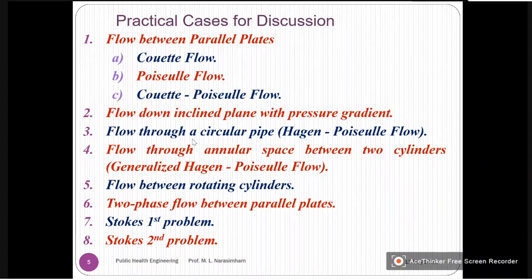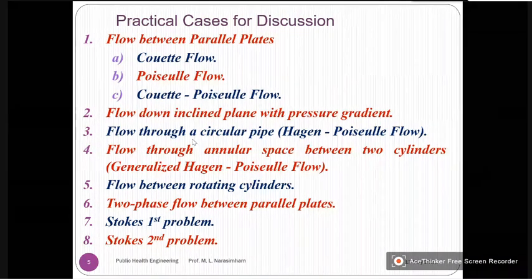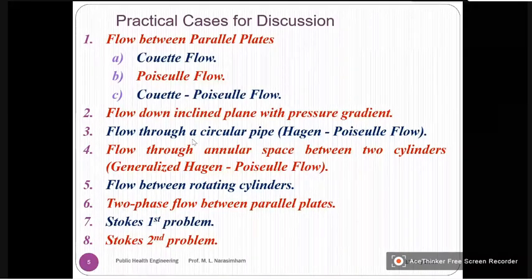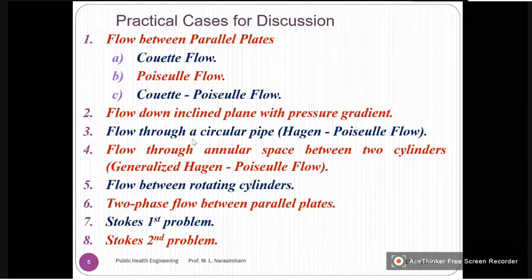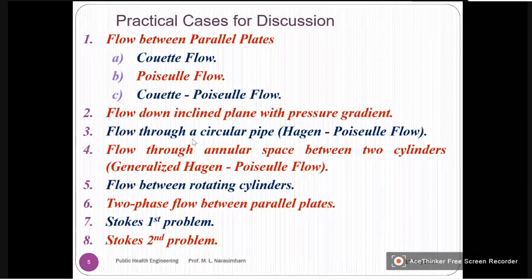Then we will consider flow through annular space between two cylinders. So this is called a generalized Hagen-Poiseuille flow. That means there are two concentric cylinders and the flow is taking place between them. Either the cylinders may be vertical or horizontal or at any inclination.